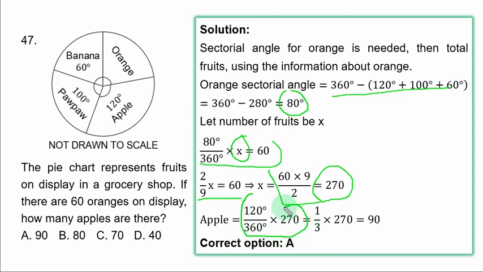Therefore, the number of apples is simply the sectorial angle for apple over total angles times total fruits. That is 120 degrees over 360 degrees times 270. If you reduce and divide, you have 90 apples in the shop. A is the correct option.